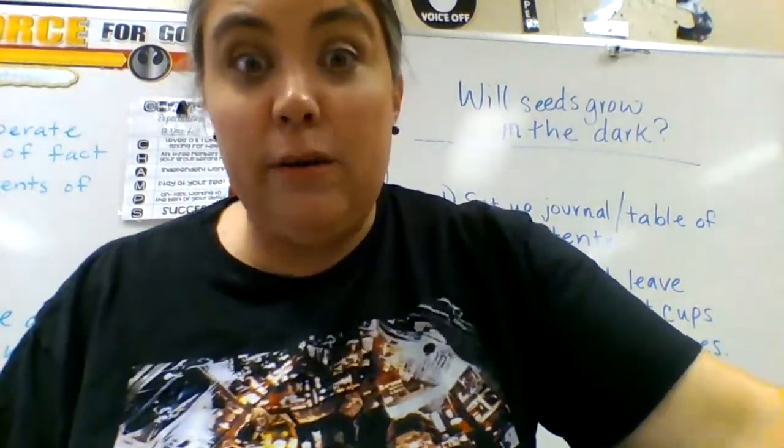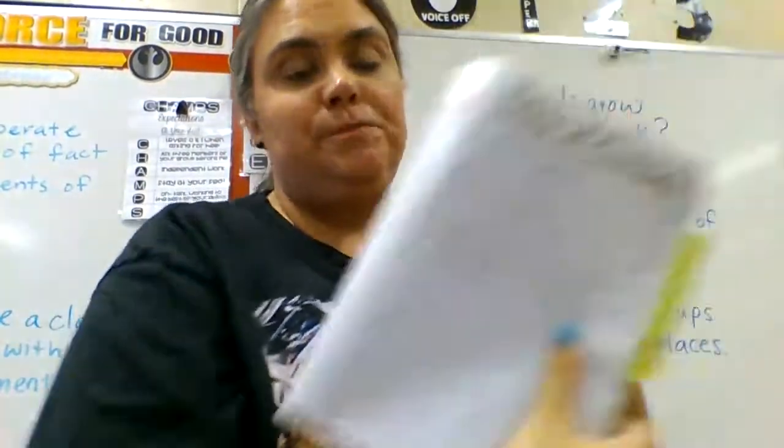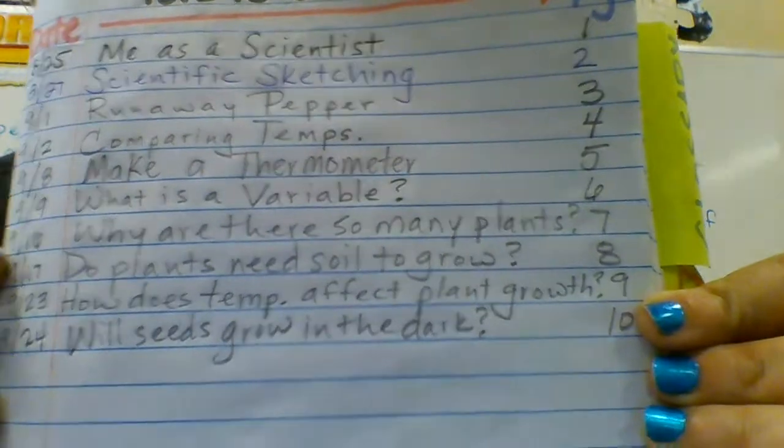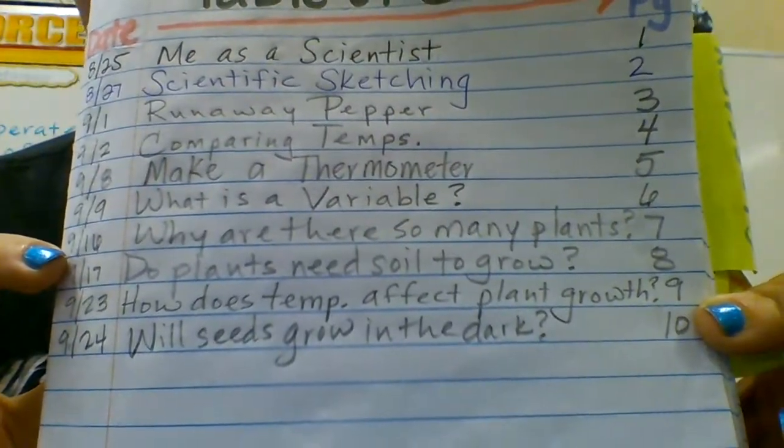All right, so we're going to start out with your table of contents page, which should look something like this. Today's date is 9/24. Will seeds grow in the dark is page 10.